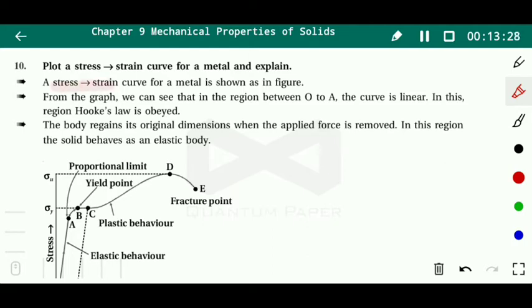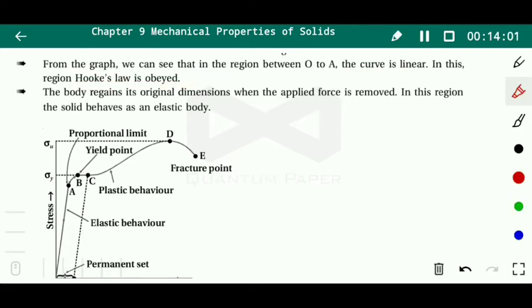From the graph, we can see that in the region OA, the curve is linear. In this region, Hooke's law is obeyed. See this, the curve OA is linear. So in this region Hooke's law is obeyed, and the body regains its original dimension when the applied force is removed. In this region, the solid behaves as an elastic body, because here only small deformations occur. That's why the stress is proportional to the strain. So Hooke's law is obeyed in this region between points O and A.